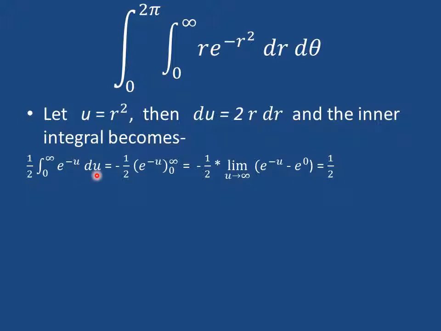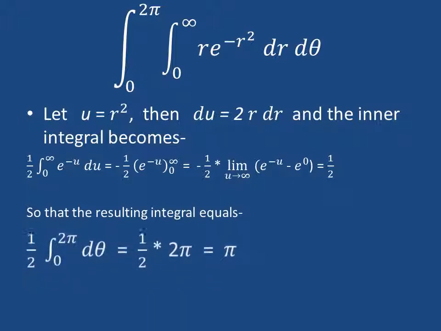E to the negative u du, which is a very simple antiderivative, which is itself taking the limit using the fundamental theorem of integral calculus as u approaches infinity. E to the negative u approaches 0. Of course, e to the 0 itself is 1, so this inside the parentheses evaluates to 1. So we get negative 1/2 times negative 1 is a positive 1/2. Now that's the value of the inner integral.